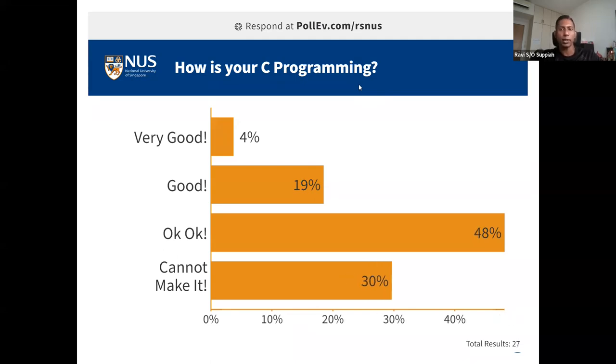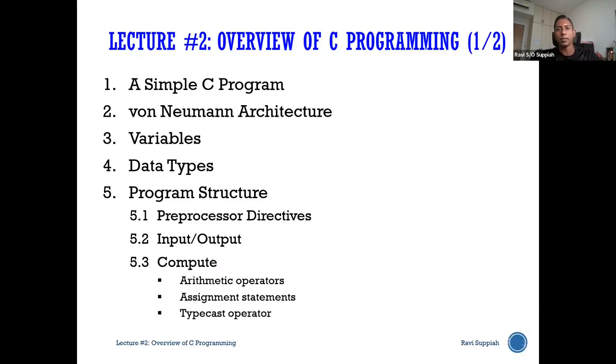I think we are in a good position, looking at the results. Those who say cannot make it, no need to worry. Like I said, you just need very basic C programming for this module. As long as the basic stuff is there, I think you're fine. So let me move ahead.